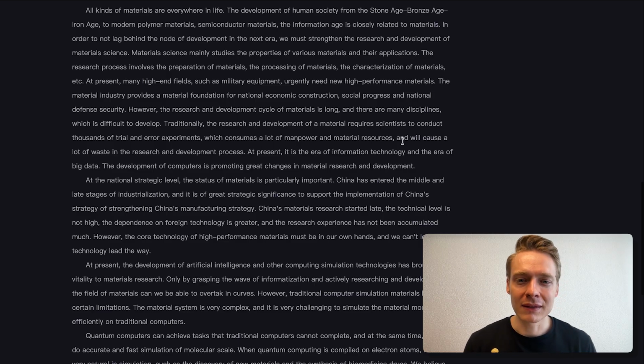At present, it is the era of information technology and the era of big data. The development of computers is promoting great changes in material research and development. Maybe a quick step out of the text again. So indeed, there's a lot of development here.